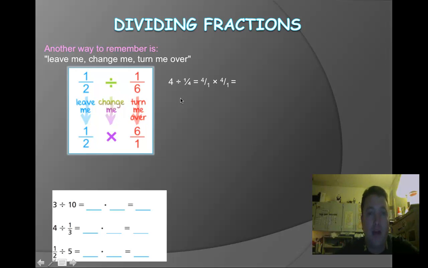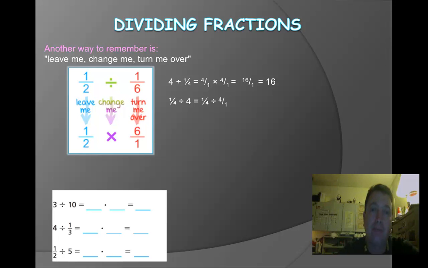Okay, so if I've got 4 divided by 1/4, that's the same as saying 4 over 1 times 4 over 1. Remember, I took this whole number 4, put it over 1. I took this 1/4 and I turned it upside down, and that gave me 4 over 1. If I multiply this out, that gives me 16 over 1, or a total of 16.